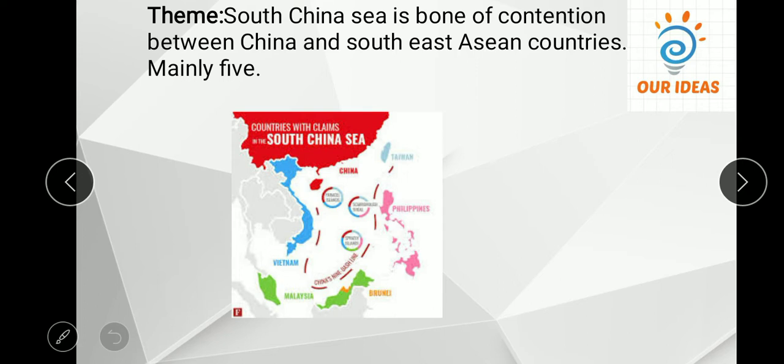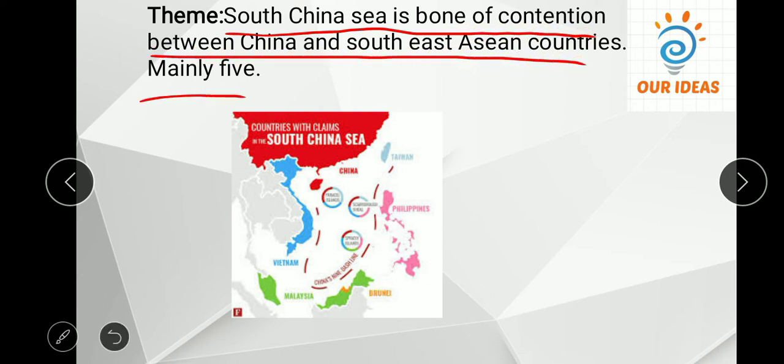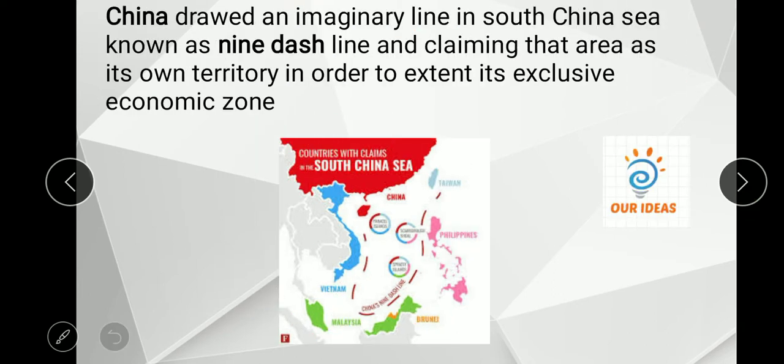What is the region of contention? The South China Sea is the bone of contention between China and Southeast Asian countries, mainly five. You should know the names of these countries. First is Vietnam, second is Malaysia, third is Brunei, fourth is the Philippines, fifth is Taiwan, and sixth is China itself. So what is the problem? Indonesia is also involved, not in whole, but it also has a problem with China.